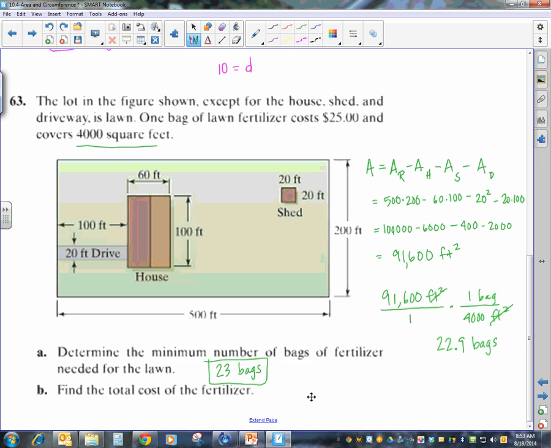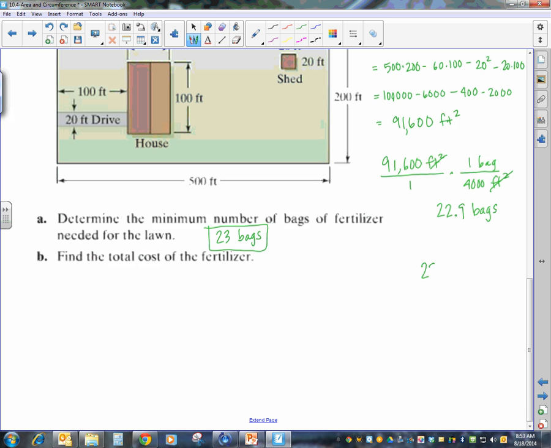And the total cost is going to be 23 bags times $25 per bag of fertilizer. Again, our bags cancel. 23 times 25 gives us a total of $575. Again, great application for you when you have your own house someday. So work on those, and if you have some trouble, come see me.